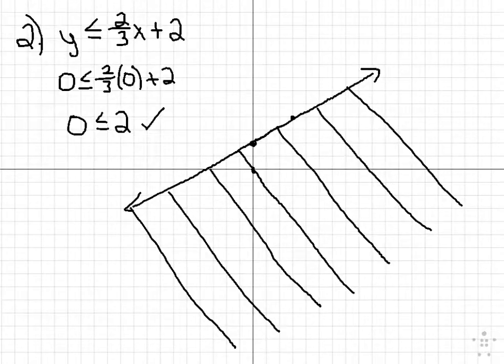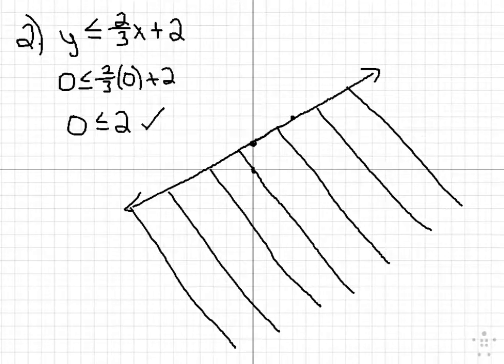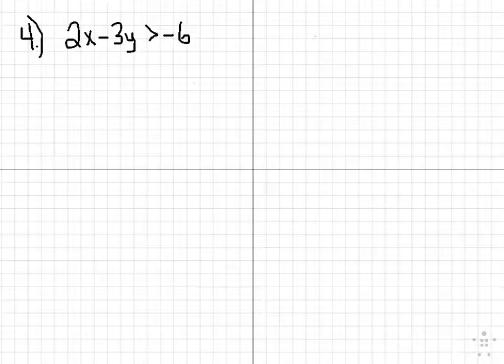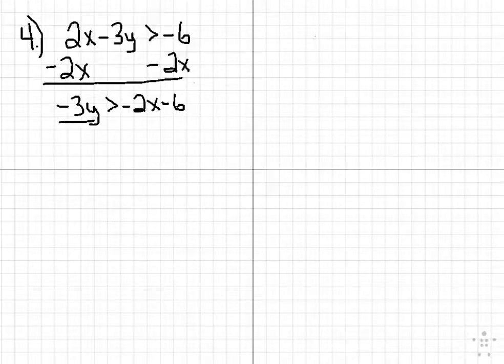Moving on to question number 4. Going back to question number 2, if you take a look at your choices, the answer there would be C. Now, when you get to number 4, I want to put this in slope-intercept form first. So you want to solve for y. So you get negative 3y is greater than negative 2x minus 6. We want to divide everything by negative 3.